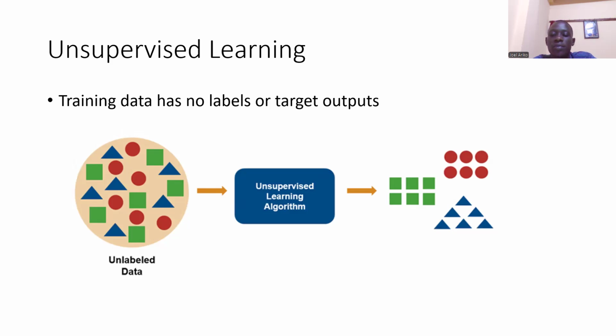As you're seeing, it grouped triangles alone, it grouped squares alone, it grouped also circles alone. That is basically unsupervised learning in brief, as you're seeing in that image.